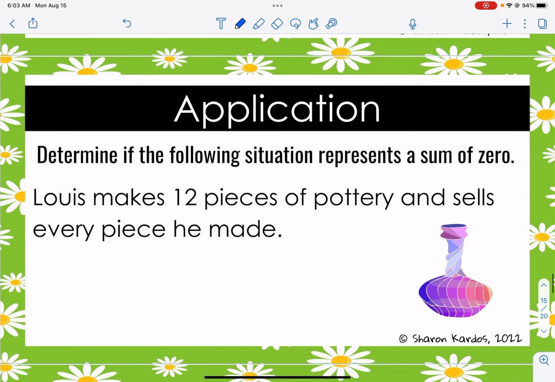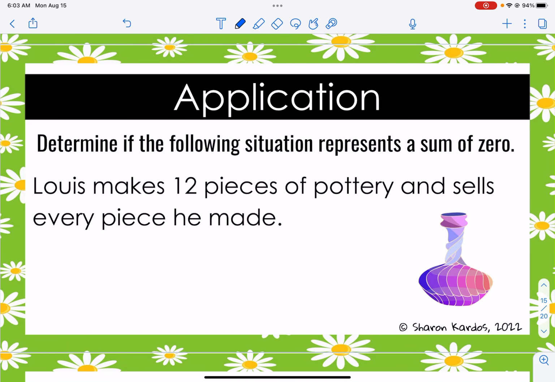Next situation. Luis makes 12 pieces of pottery and he sells every piece he made. So 12 positive, but then he sold them. So does he wind up right back where he started with no pottery at all? Yes, he does. It does equal 0. This situation does represent a sum of 0.